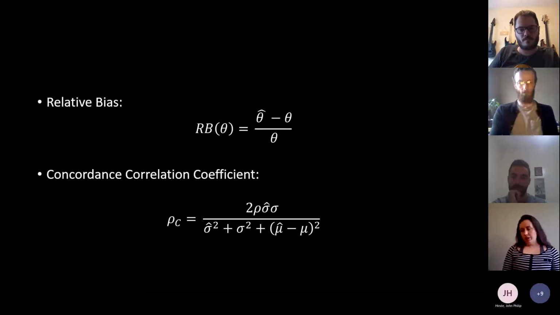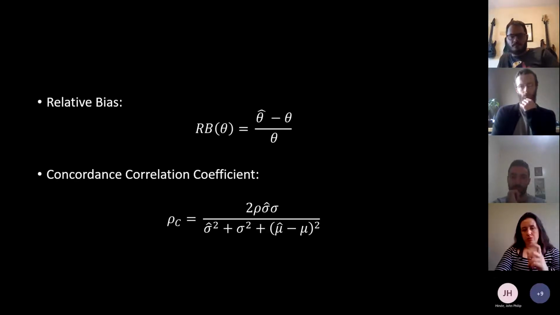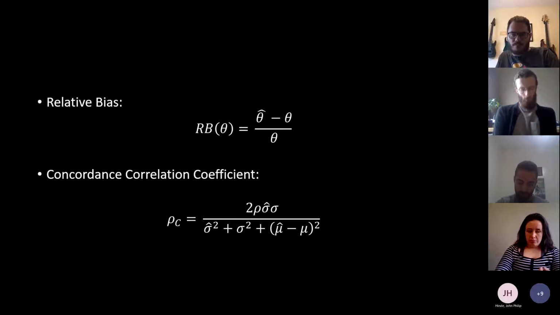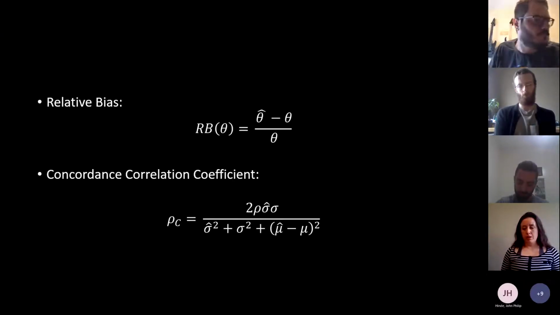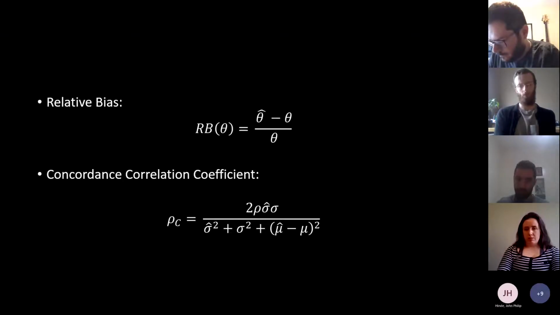The accuracy of the estimates for the interspecies correlations and the probability of detection we determined using relative bias. And this is the formula for relative bias on the top. This says that the relative bias for a certain parameter theta is equal to the estimated value of theta minus the true value, divided by the true value. And the smaller the value for the relative bias that we obtained, the closer we could say that our estimated values were to the true values.